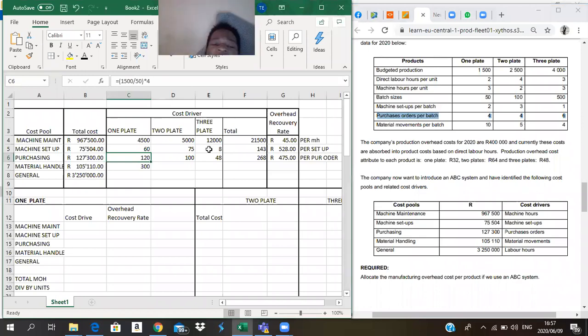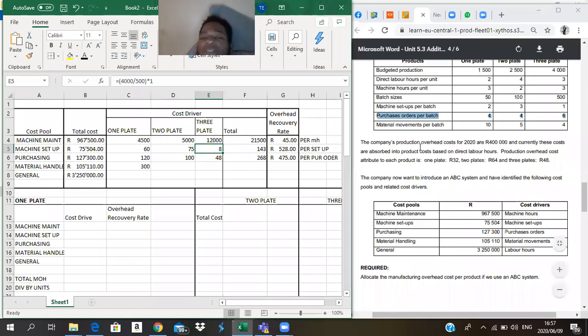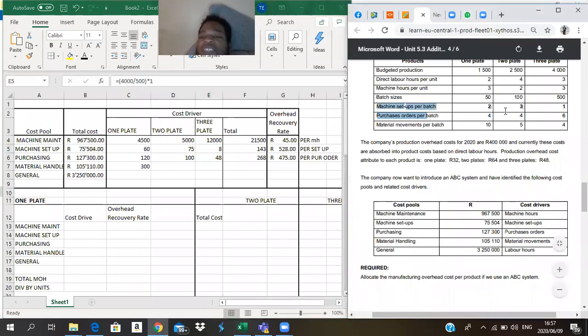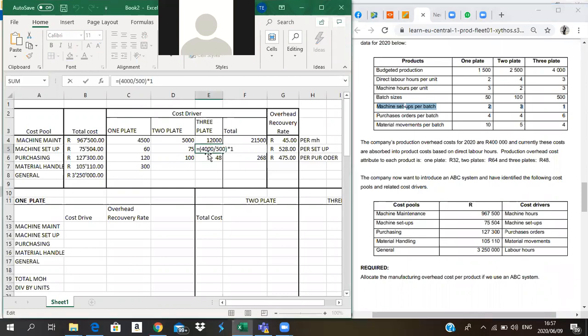The 8, yes. For 3 plate, we're dealing with machine setups. So we go to machine setups here. The cost driver was machine setups. So there is the information about machine setups. They said we have 1 setup per batch for 3 plate. So if you take the 4,000 divided by the 500 times this one here, you should get this 8. Oh, okay, thank you. 4,000 divided by 500 times 1 there.